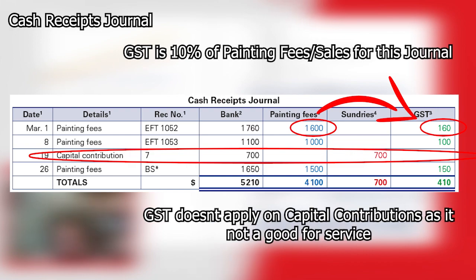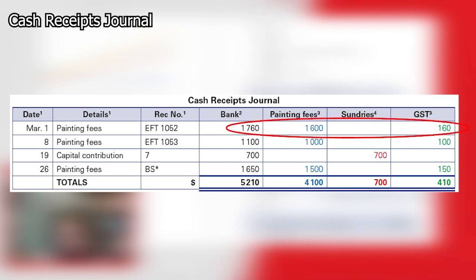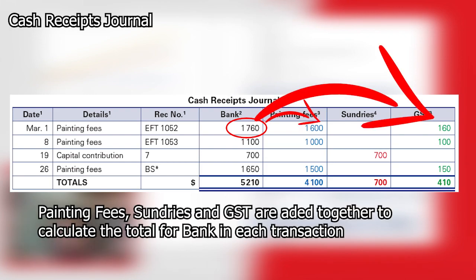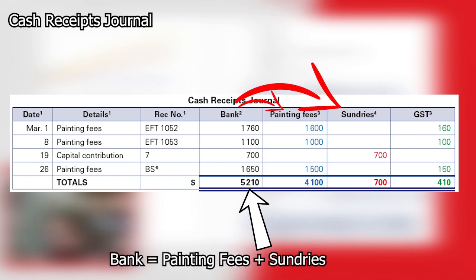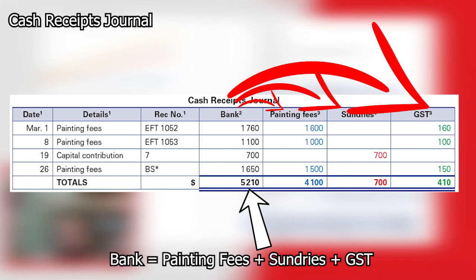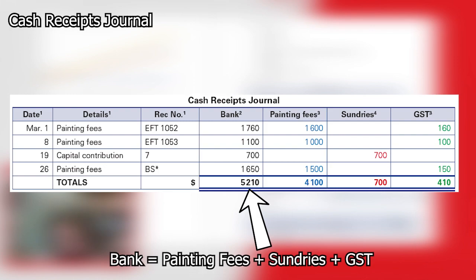Now, let's look at the first again. We can see here painting fees $1,600 and GST $160. But if we look at bank, we can also see it is added together to reach $1,760. And this applies all the way through for the 8th, 19th, and 26th. So your bank is essentially the total, and it'll be bank equals painting fees plus sundries plus GST. And that applies for the cash receipts journal across the board. For all the columns need to equal bank. And we can apply that the whole way through.